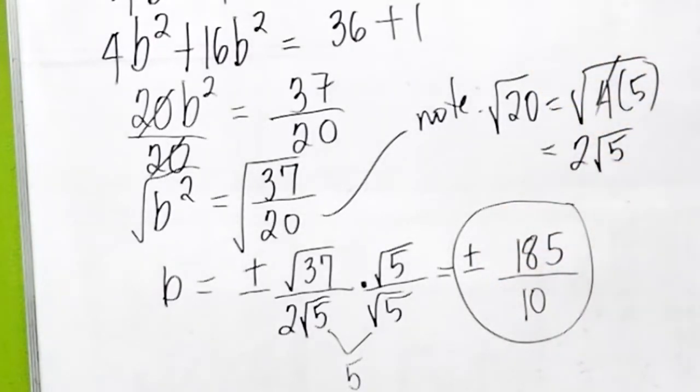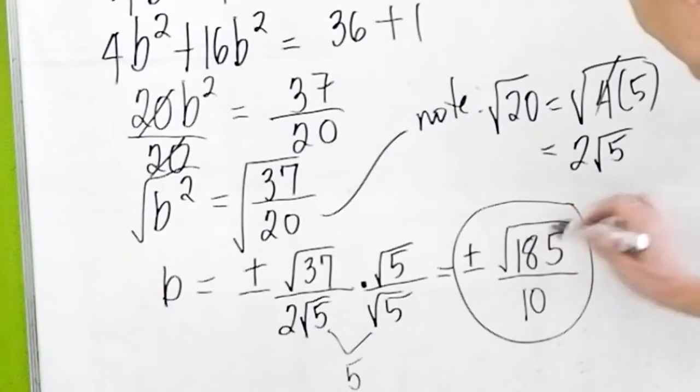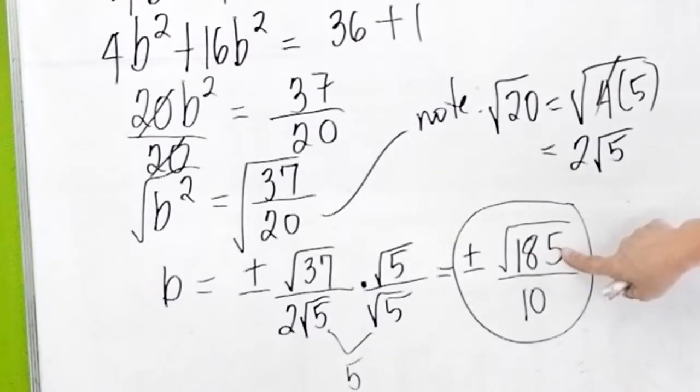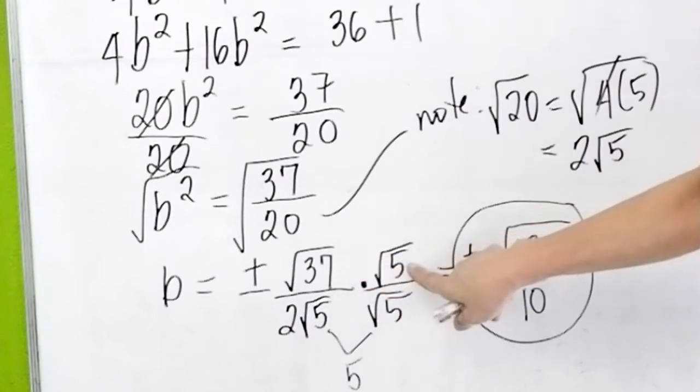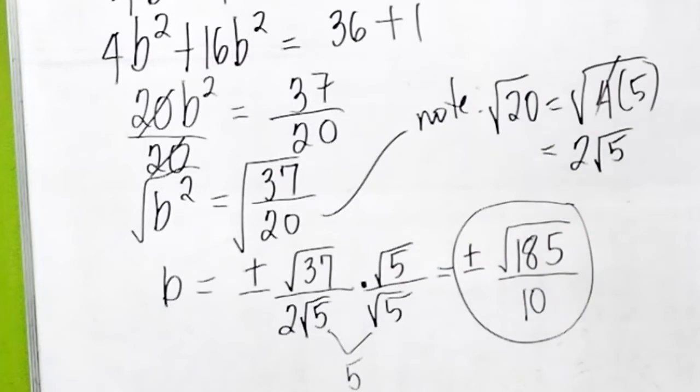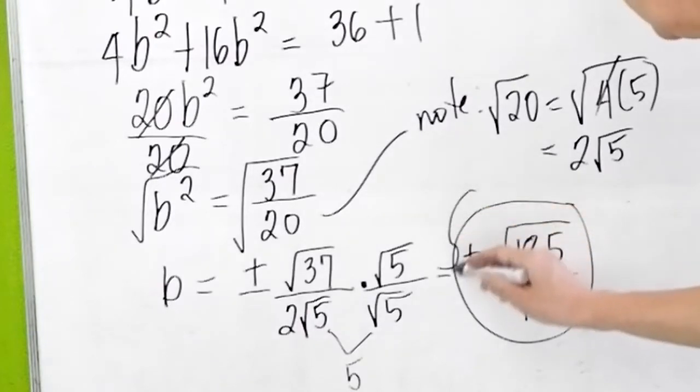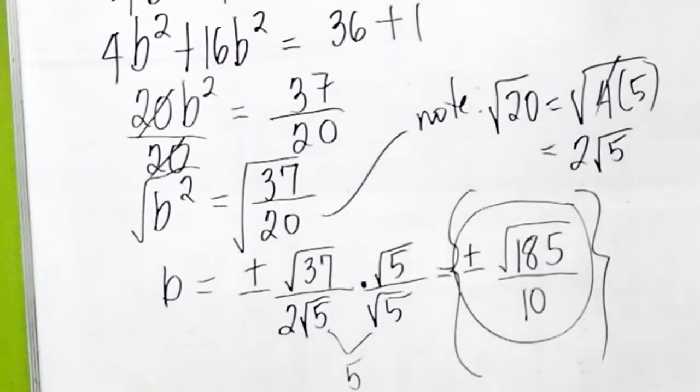There, you have the solution set. Square root, because this is square root, so you have square root of 185 over 10. Now the question is, can we still simplify this? If you have 35, 37 and 5? No, not anymore. So this is now your final answer. So if you want the solution set, you just have to put parentheses here, okay, for your solution set.